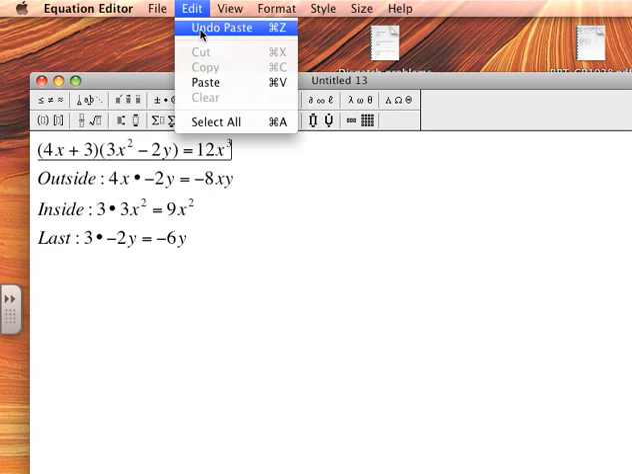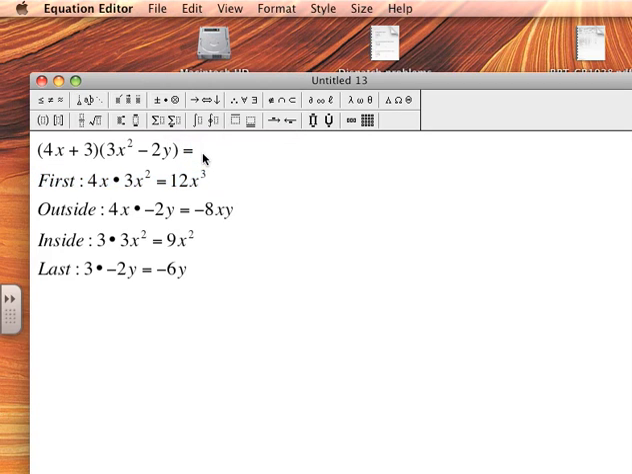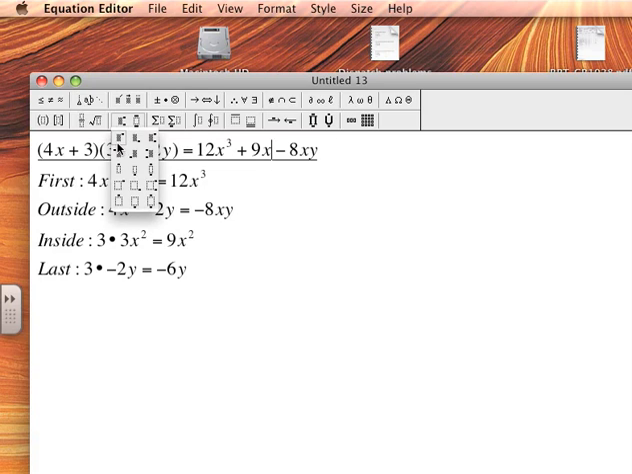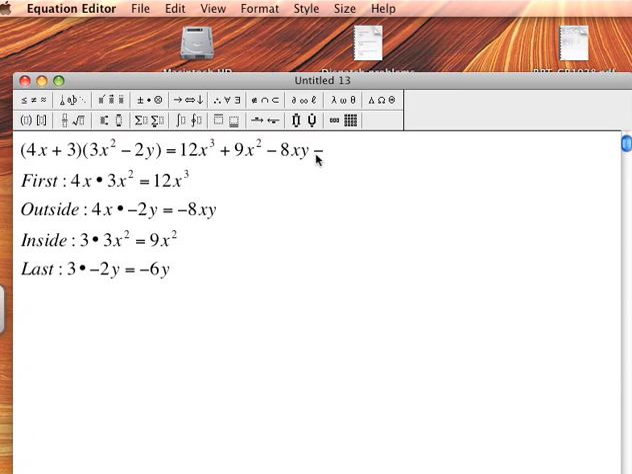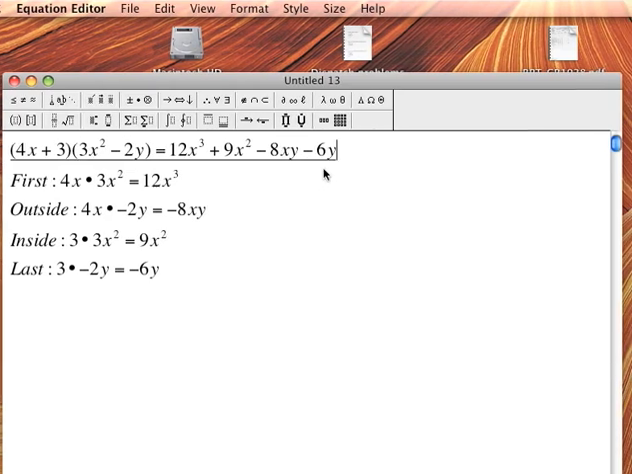That's better. So I have 12x to the third power minus 8xy. Now, actually, though, I think I'm going to write plus 9x squared. Well, why would I do that? I mean, it's not really in order, or is it? And I think, since I have x to the third power, hey, let's just go in order. I'll go to x to the second power, then x, and then I'll go negative 6y, since x doesn't exist.